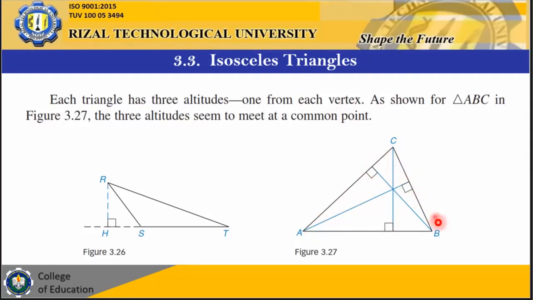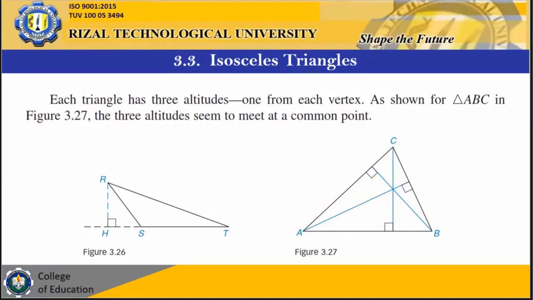Kapag ganito naman yung triangle ninyo, you will notice makakapag-form kayo dito ng point. Sa higher mathematics, tawag nito sa... pag nag-masters kayo, may tawag dito. Kaso ayaw kong sabihin sa inyo ngayon dahil hindi pa naman kayo mag-MA.